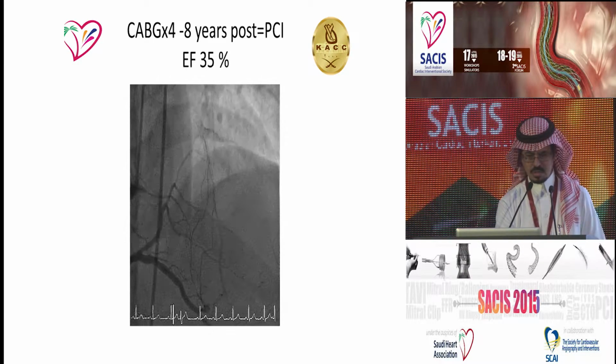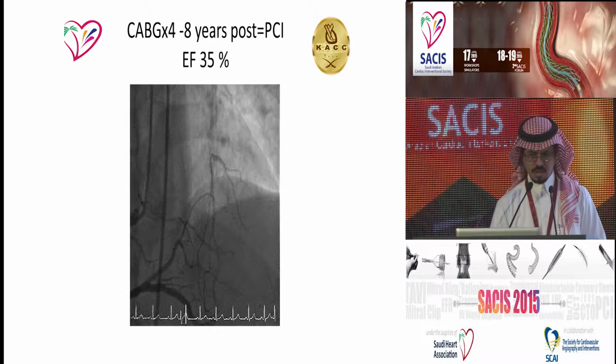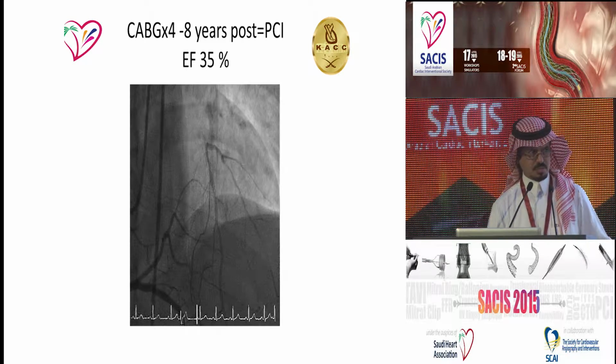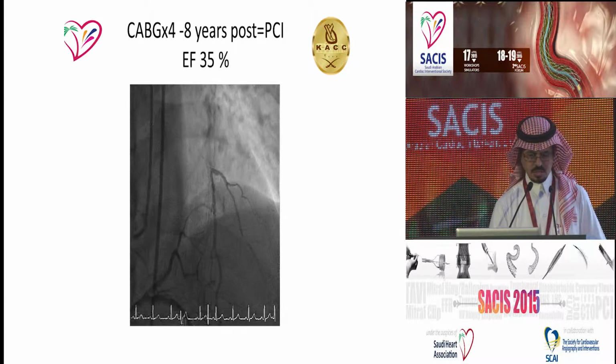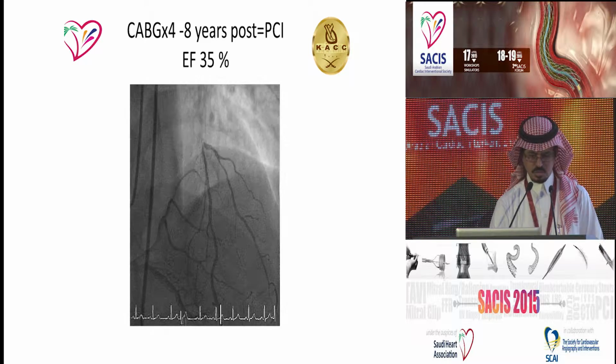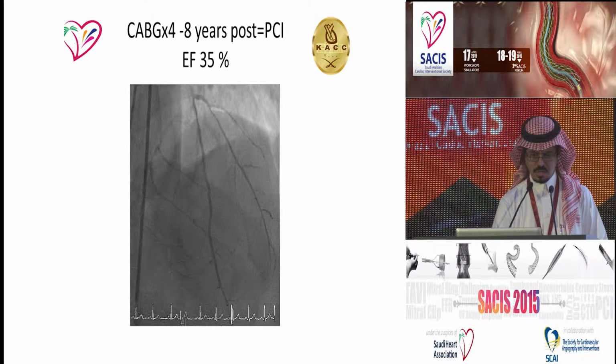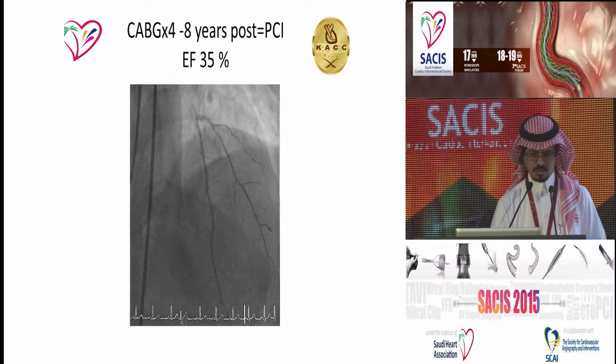And actually, his ejection fraction during the follow-up was 45. When he presented after 8 years with unstable angina with those lesions, as you can see, he dropped his ejection fraction down to 35.